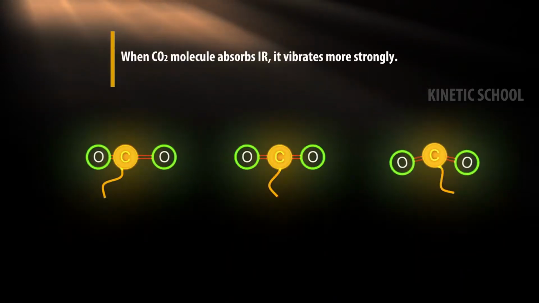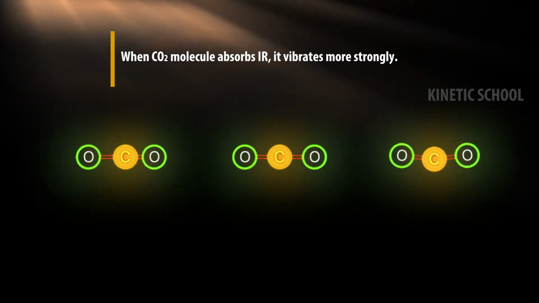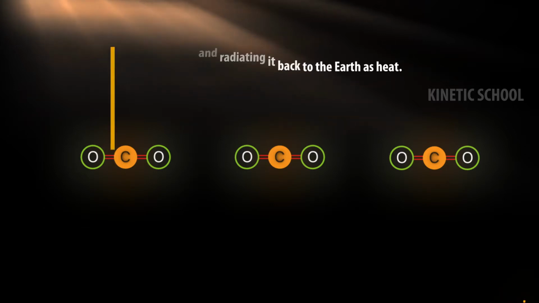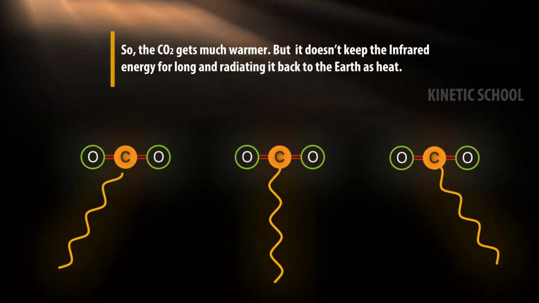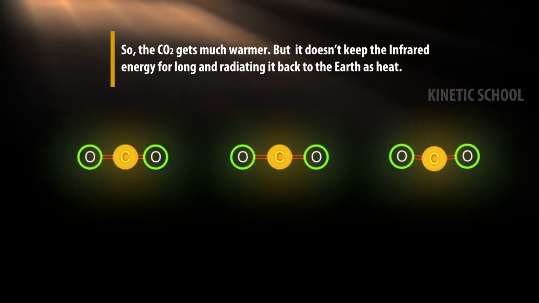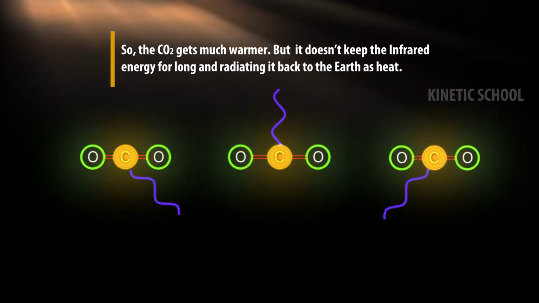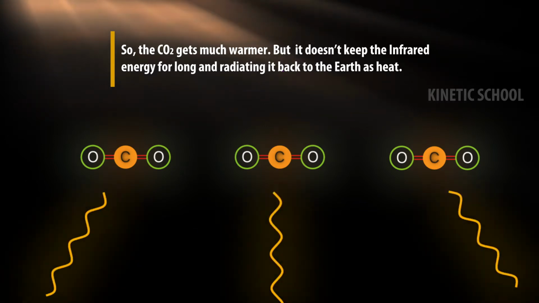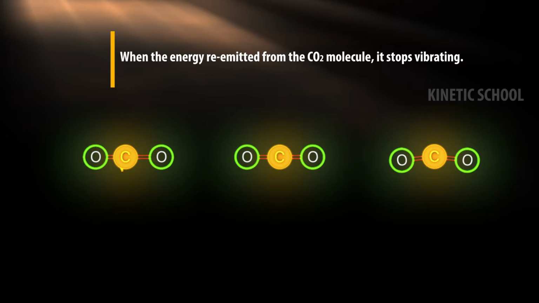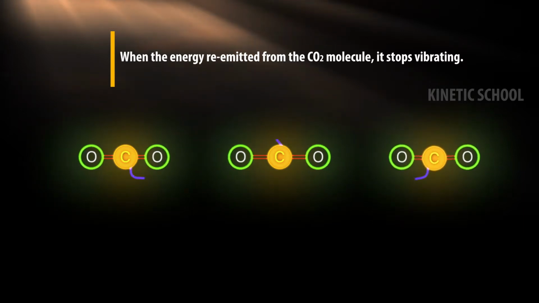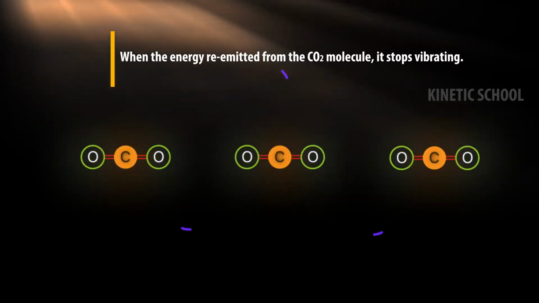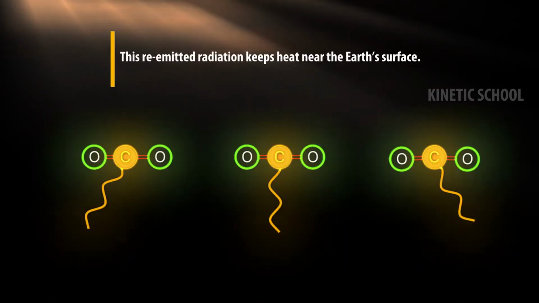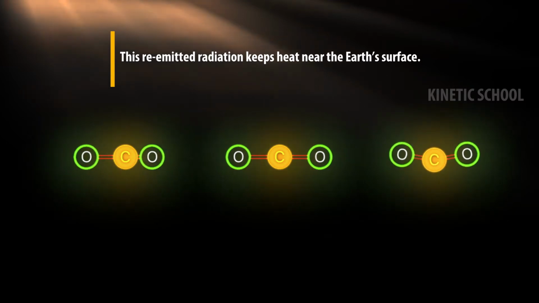When a carbon dioxide molecule absorbs infrared, it vibrates more strongly. So, the carbon dioxide gets much warmer, but it doesn't keep the infrared energy for long, and radiates it back to the Earth as heat. When the energy is re-emitted from the carbon dioxide molecule, it stops vibrating. This re-emitted radiation keeps heat near the Earth's surface.